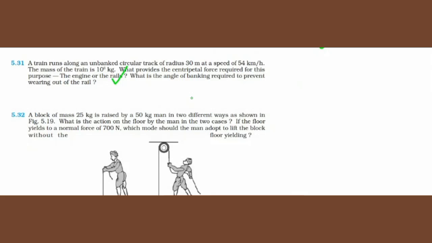Then, what is the angle of banking required to prevent the wearing out of the rail? Again, use the same formula, angle of banking you have to calculate, which means you have tan theta. Same formula which you have used in the previous problem, tan theta is equal to V square divided by Rg. R is given, V is also given, so you can find the value of tan theta, then you can find the value of theta from the table using tangent table.